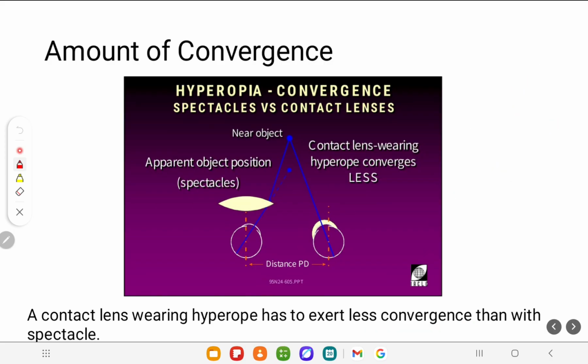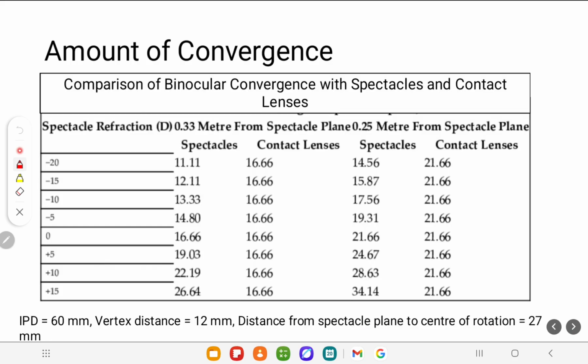Hyperopia, exactly the same thing. In hyperopia with spectacles, they have to converge more, but when you switch from hyperopic spectacles to contact lenses, they have to converge less. That's really easy for them. And at the same time, what about accommodation? Hyperopes accommodate less with the contact lens, and that's why they are on the beneficial side, because they have to converge less and accommodate less, isn't it? So a contact lens wearing hyperope exerts less convergence than with the spectacle.